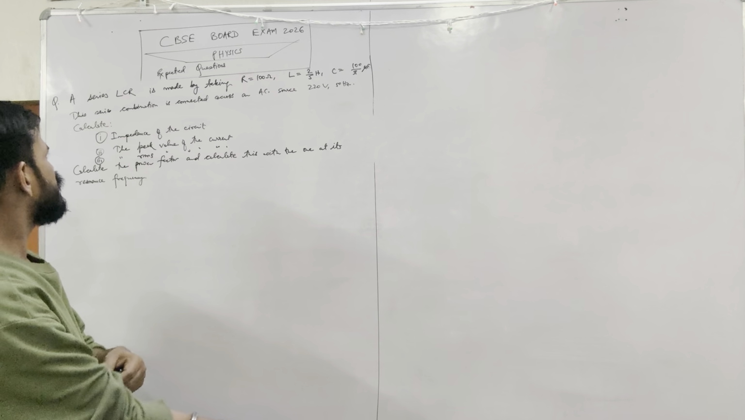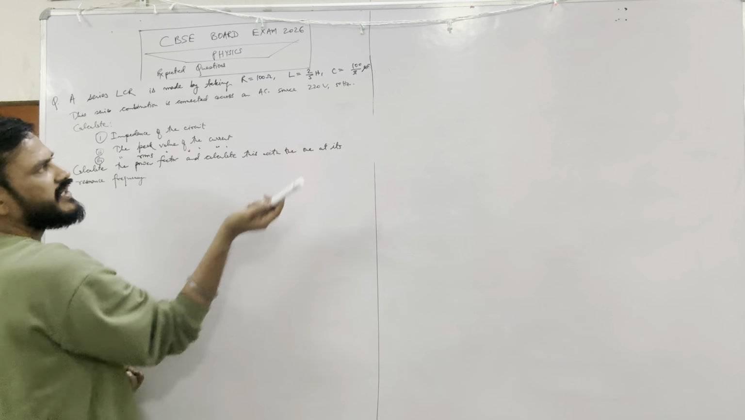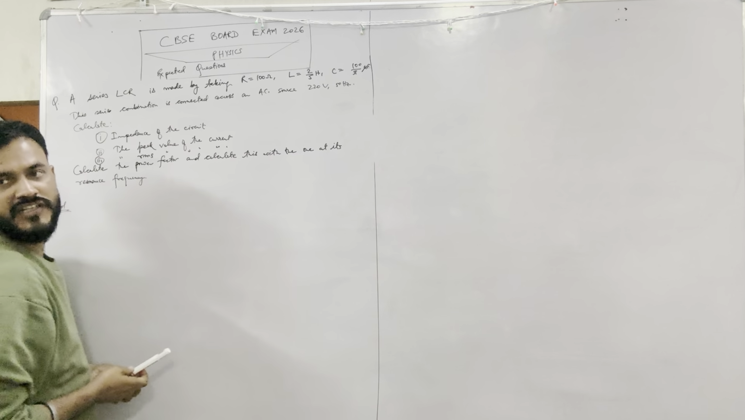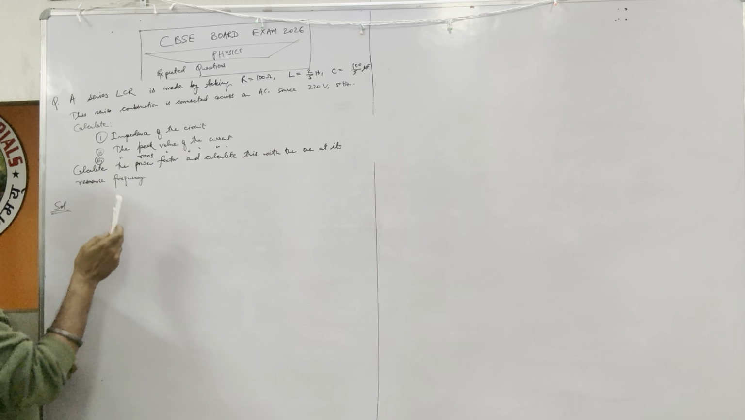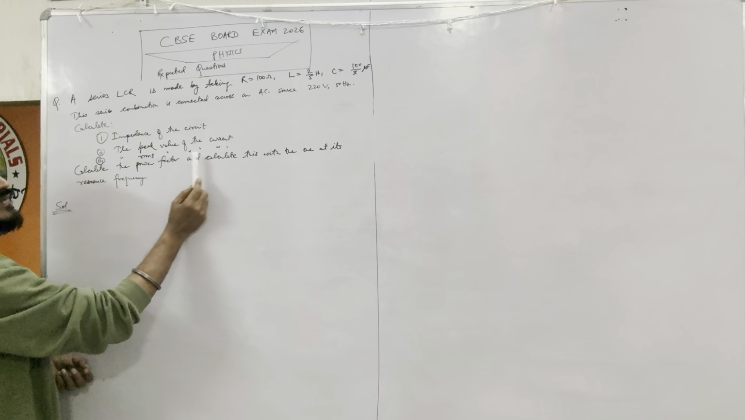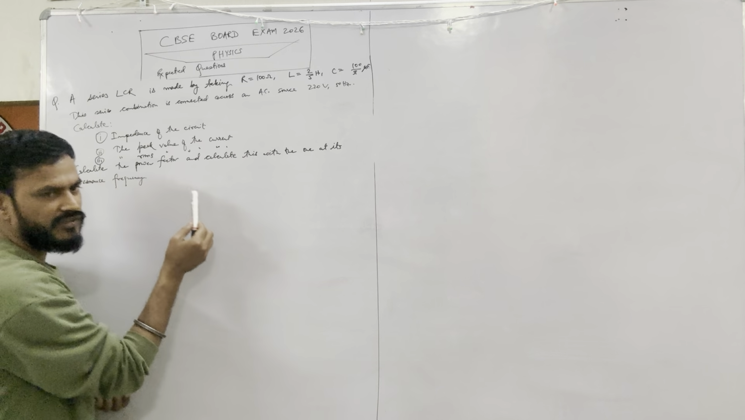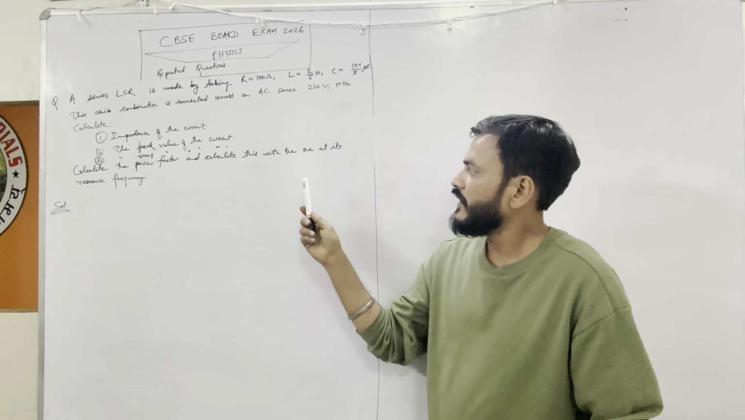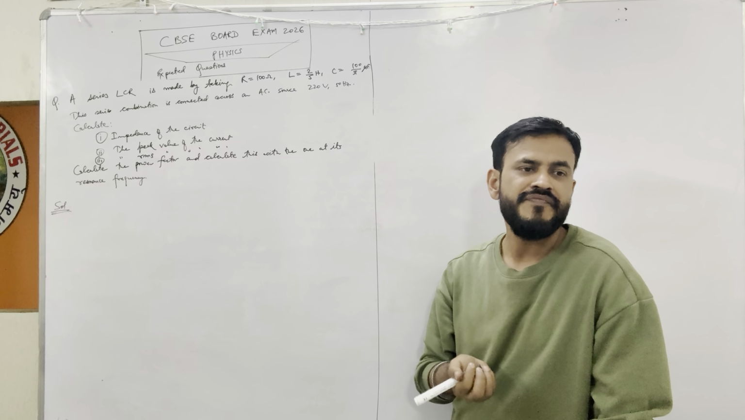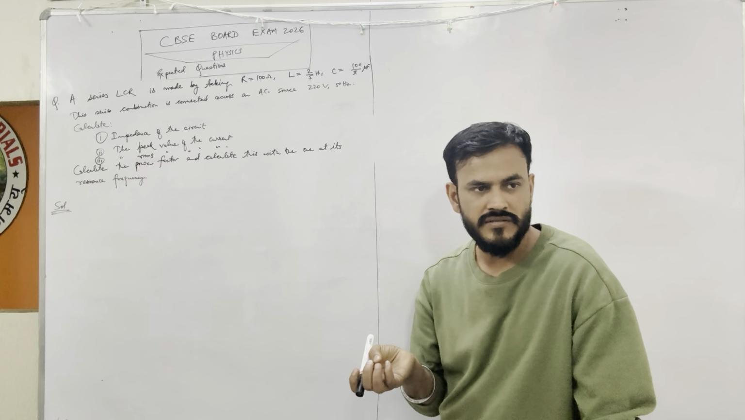So another important question is, there is a series LCR circuit. R, L, C values are given, and it is connected to 220 volt AC with 50 Hz frequency. What we need to find out: impedance of the circuit, peak value of current, and RMS value of current. We also have to find the power factor, and calculate the power factor when the circuit is in resonance. You know the condition of resonance is when maximum current flows through the circuit, and then impedance is lowest.